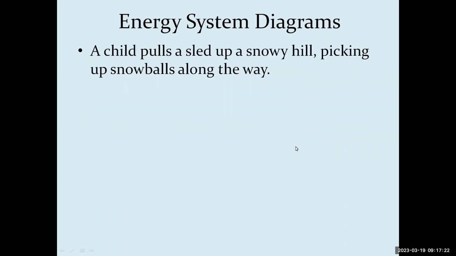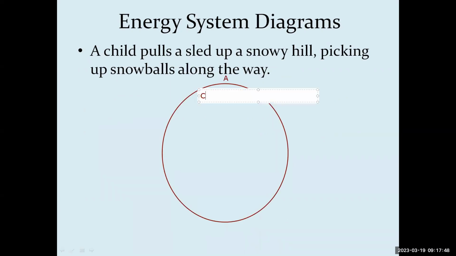My example is a child pulls a sled up a snowy hill, picking up snowballs along the way. I'm going to start by trying to identify some systems. And for each system, I'm going to draw a large circle or oval to indicate what's in the system. I think I'm most interested in the child and the sled, so I'm going to make that system A, which I'll maybe label with a little A up there, and I'll draw a list of what's in the system.